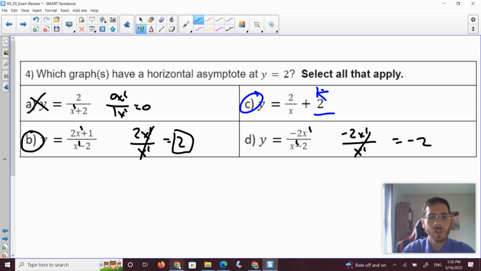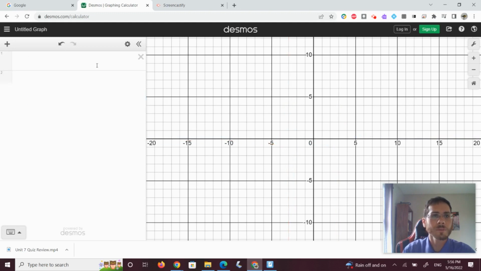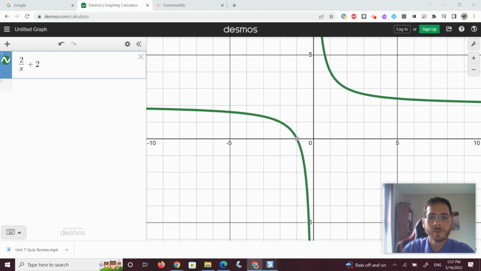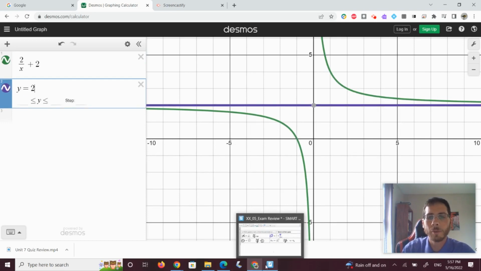Again, if I want to double check it, I can throw, oops, wrong one. I can throw it into Desmos and double check it. Let's get rid of those. 2 over x plus 2. I think that was it. Yep. So that's C. So C definitely has a y equals 2. Yeah, that definitely looks asymptotic there. So that looks good. I'm happy with that pick.